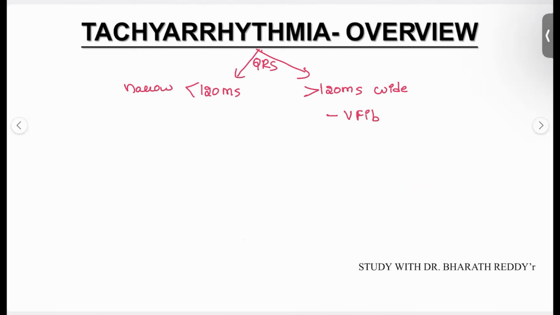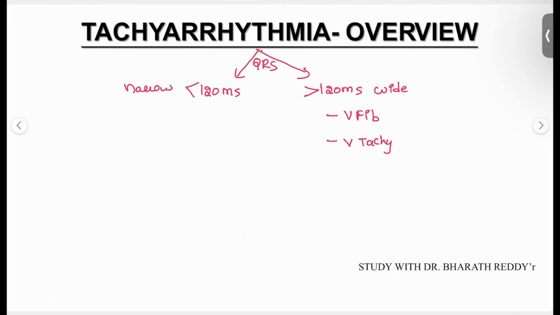Next, moving on to the tachyarrhythmias. In the tachyarrhythmias, the classification is based on the QRS complex. If the QRS complex is more than 120 milliseconds, it is a wide QRS complex, and if it is less than 120 milliseconds, it is a narrow QRS complex. In the wide QRS complex, we have only two examples: ventricular fibrillation and ventricular tachycardia.